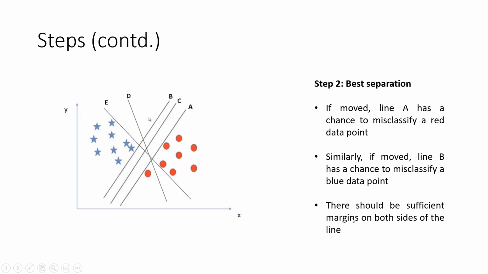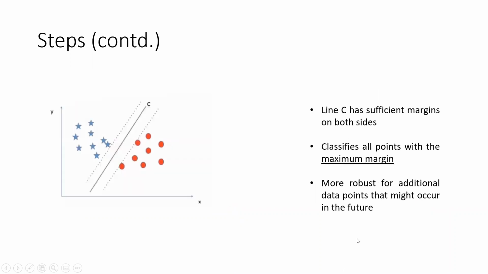That is why we say there should be sufficient margins on both sides of the line. Therefore, we select line C as the optimal hyperplane because it has sufficient margins on both sides, and this classifies all points with the maximum margin. Margin is nothing but, like I told you, the distance between this hyperplane and the support vectors on either side of the hyperplane. That distance is maximum for hyperplane C.